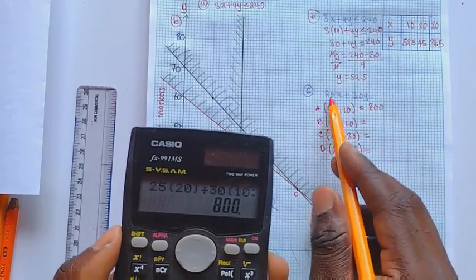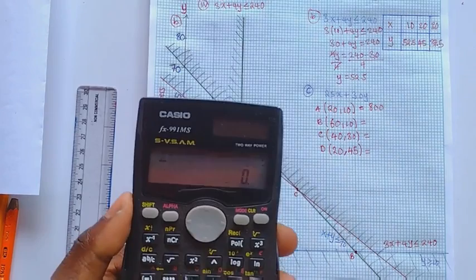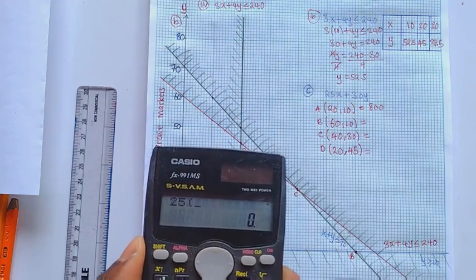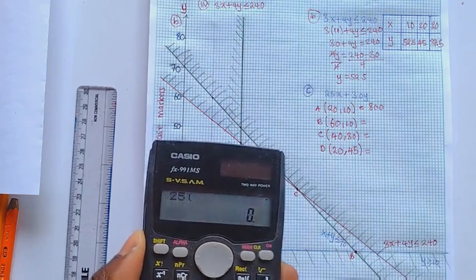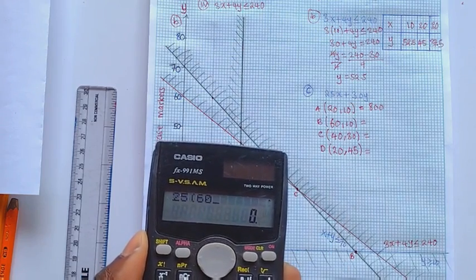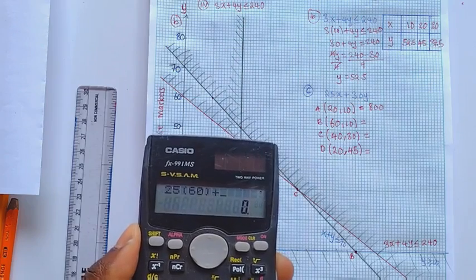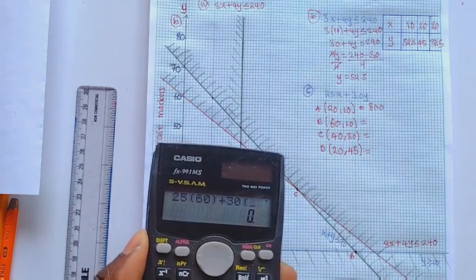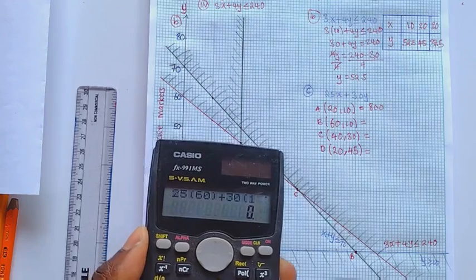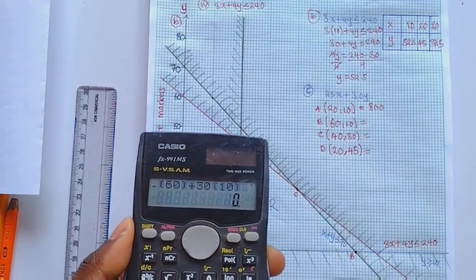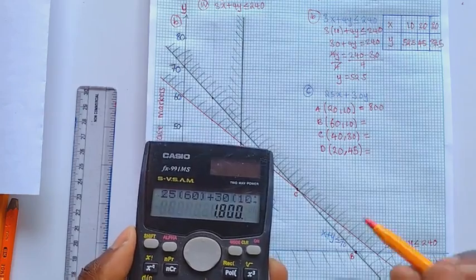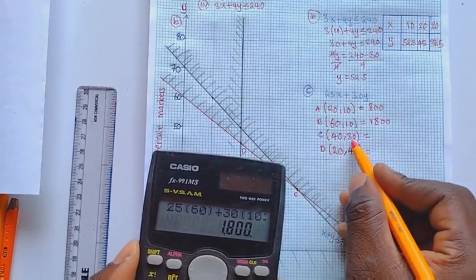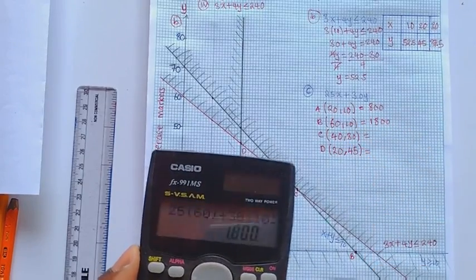Then to this one you do the same equation. Just write 25 open bracket. Since we are using B, we put a 60 on x, then we close, plus 30 open bracket, then we put a 10 on y, we close. So this is giving us 1800. We come to this, using the same equation.